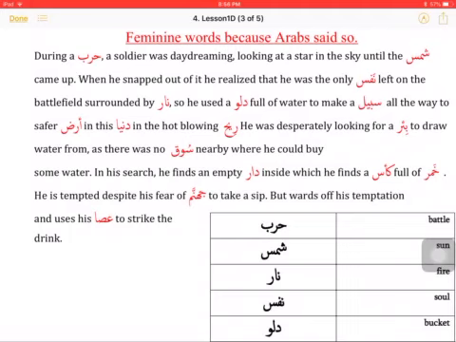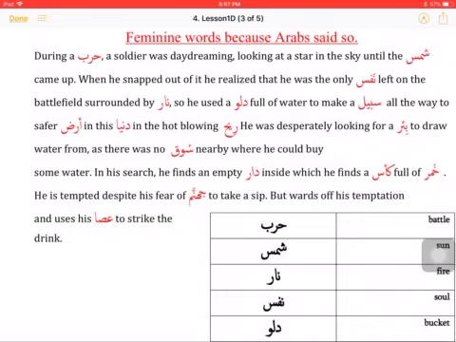all the way to Safar Ard in this dunya, in the hot blowing rih. He was desperately looking for a bi'r to draw water from, as there was no souq nearby where he could buy some water. In his search, he finds an empty dar, inside which he finds a ka'as full of khamr. He is tempted, despite his fear of Jahannam, to take a sip, but wards off his temptation and uses his asa to strike the drink.